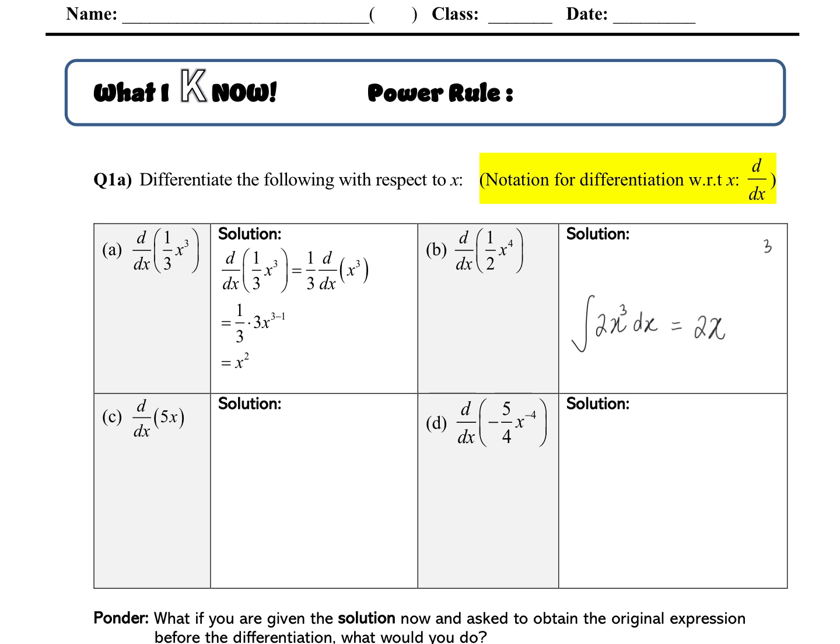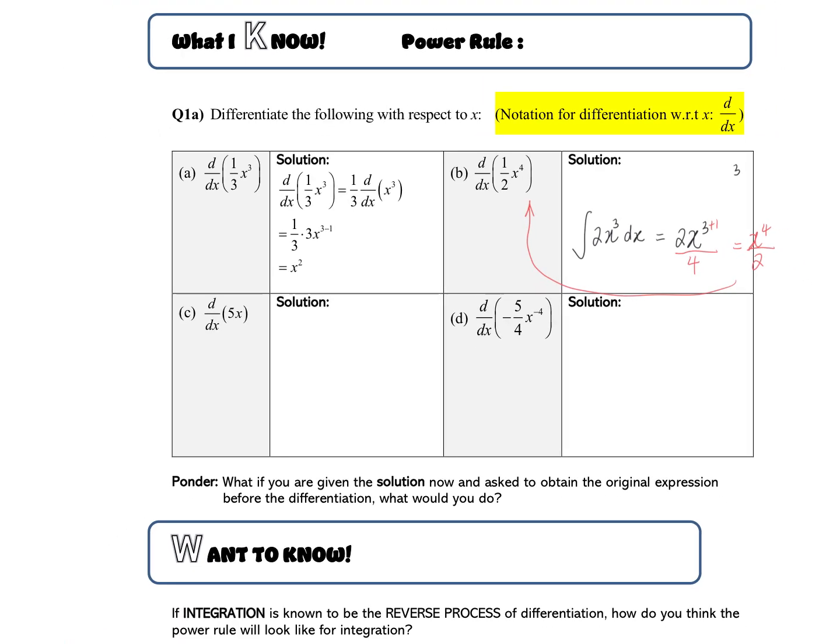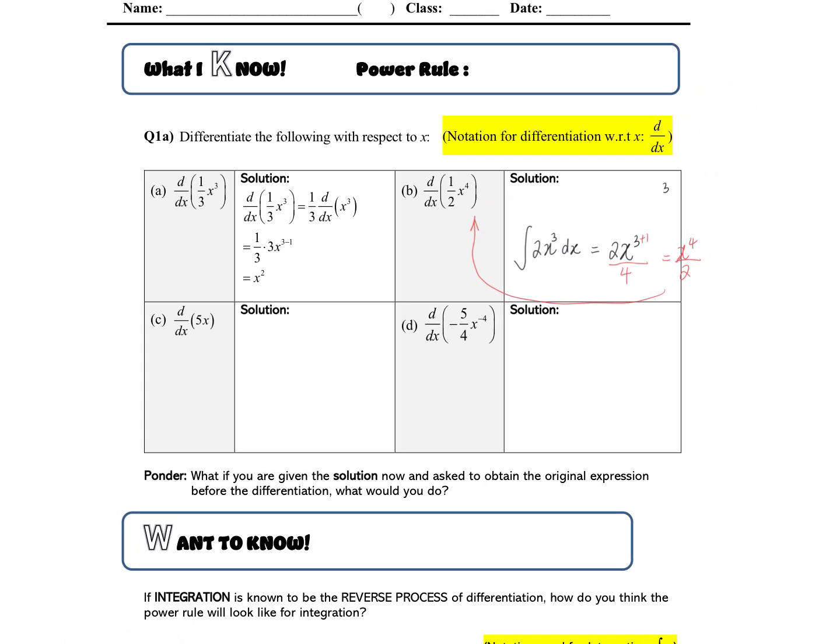So we will add 1 to the power. 4, then 2. And then divide by the new power 4. So can you see that you end up having 2. So can you see it's the same as this? Okay? So what I'm trying to tell you is the reverse. So I'm not going to show the other 2 already.